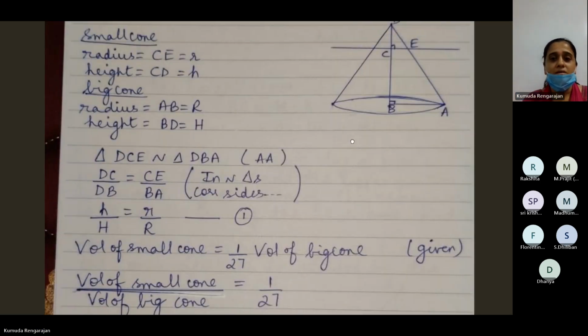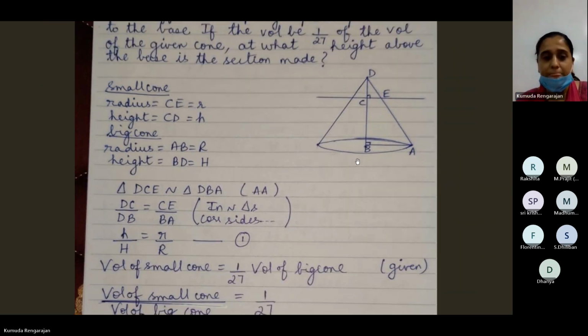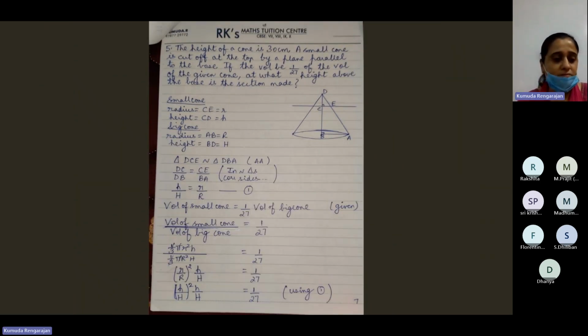Yes. The figure we understand, children, and the usage of small letter and capital letter, that also we understand: radius and height. We are not talking about the slant height because it's only about volume. So no slant height we are talking about.